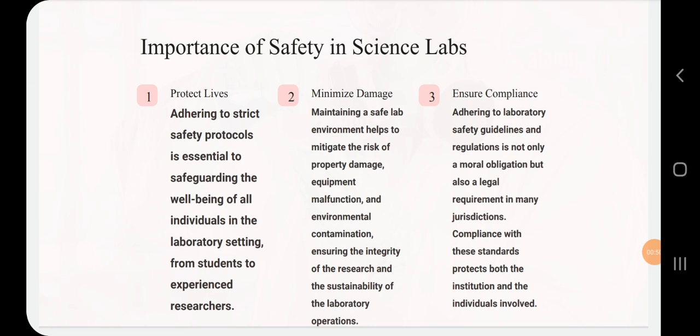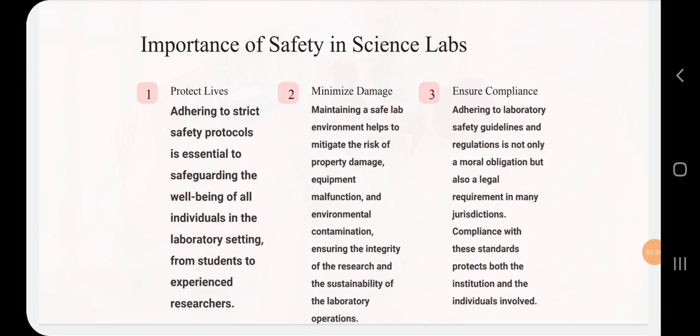Importance of safety in science labs. Protect lives. Adhering to strict safety protocols is essential to safeguarding the well-being of an individual in the laboratory setting, from students to experienced researchers. Minimize damage. Maintaining a safe lab environment helps to mitigate the risk of property damage, equipment malfunction, and environmental contamination, ensuring the integrity of the research and the sustainability of the laboratory operations.